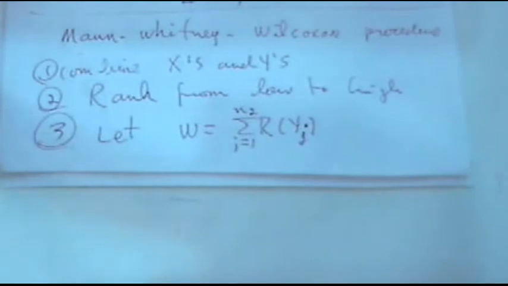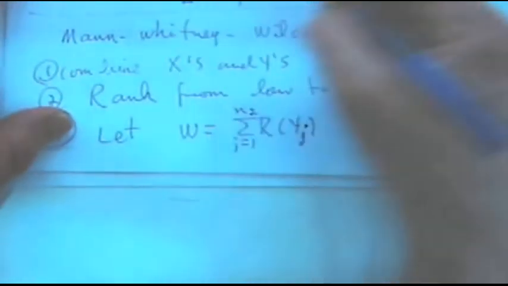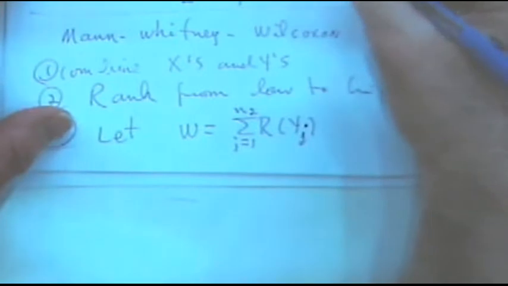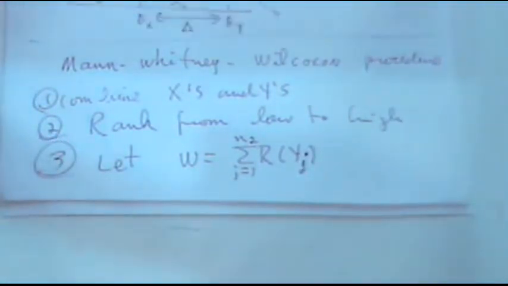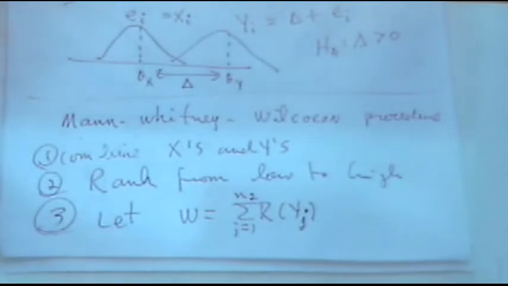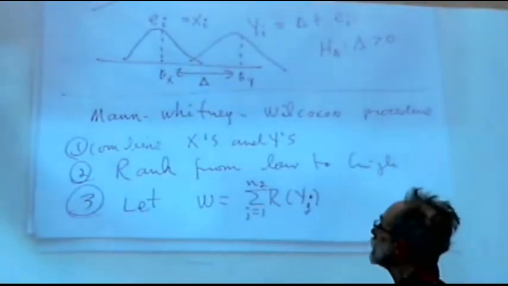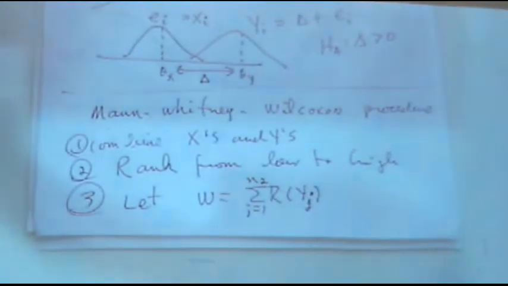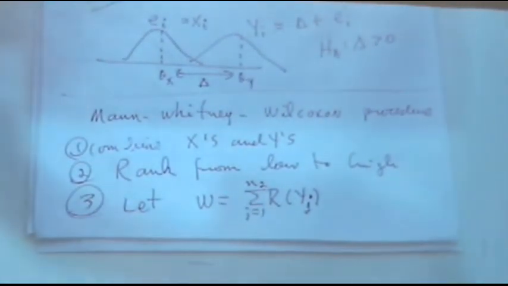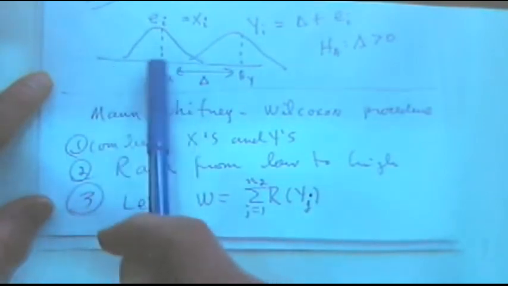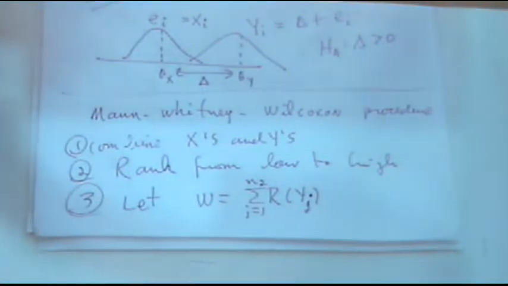Now, if you go back to this picture, that's actually what's going on. Again, this would be an HA picture, right? Delta is greater than 0. The y's have shifted up. And this test is going to work, right? Because when you sample, your x's will come in here, and your y's will come in here. There might be some overlap, but generally the y's will beat the x's. And so they'll get the high ranks.